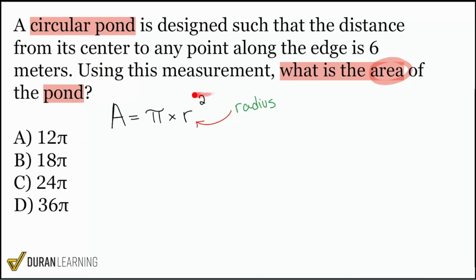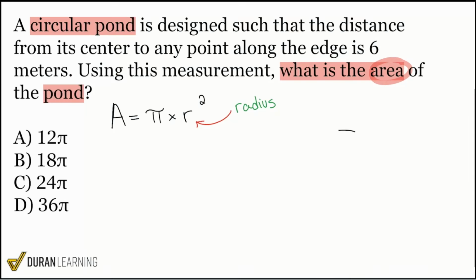And when I check this out, I gotta find out what R is. If I have R in here, great. If I don't, I gotta figure out what R is. I gotta figure out what the radius is. So when I take a look here, it says the circular pond is designed such that the distance from its center to any point on the edge, it's 6 meters.